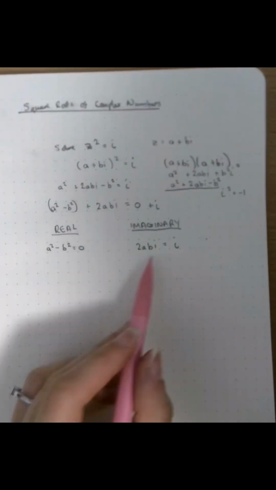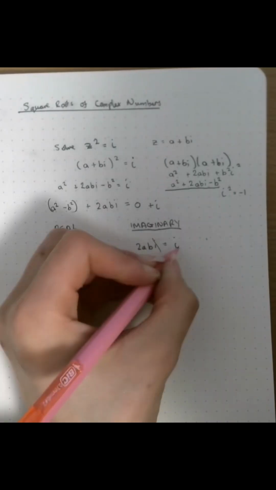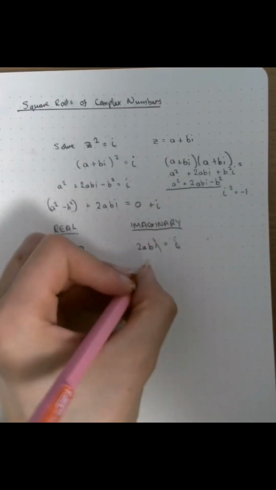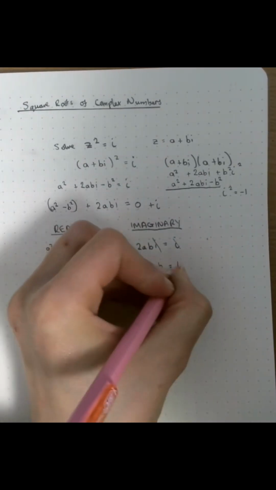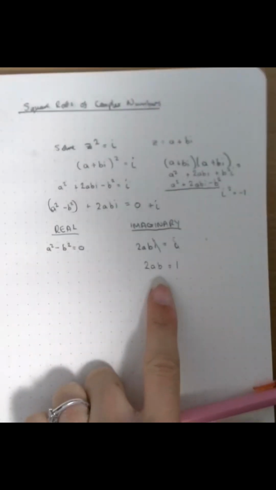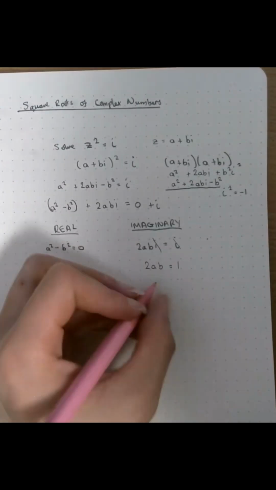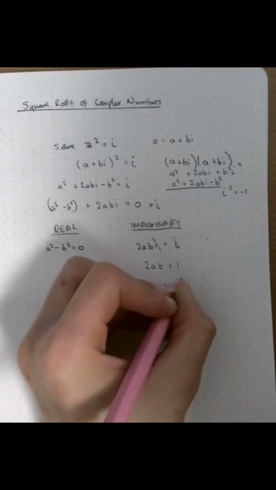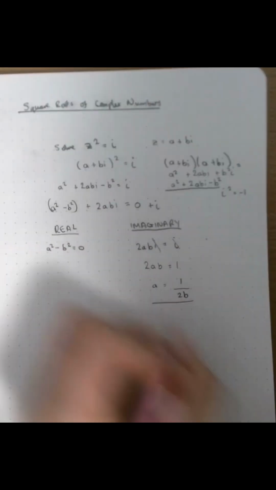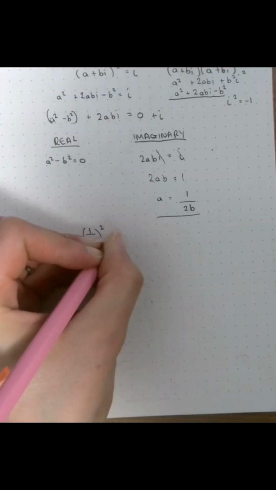So we have these two things here that we've got from this equation. First let's cancel out those i's and make that 2ab is equal to 1. And then what I can do with these is write a in terms of b. So let's do that. a will be equal to 1 over 2b. And now I can substitute that into my real bit here.